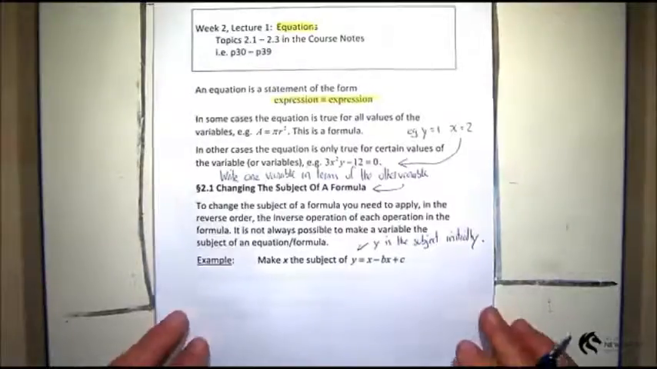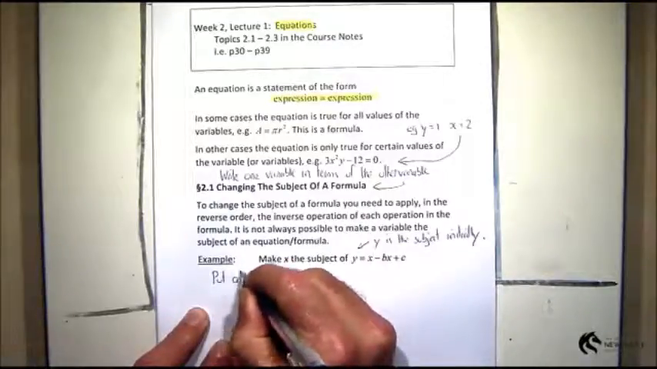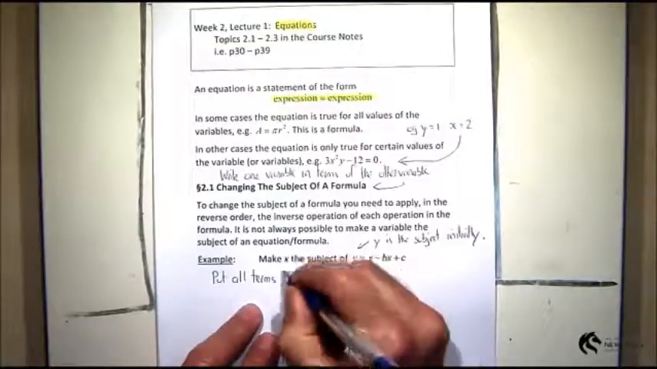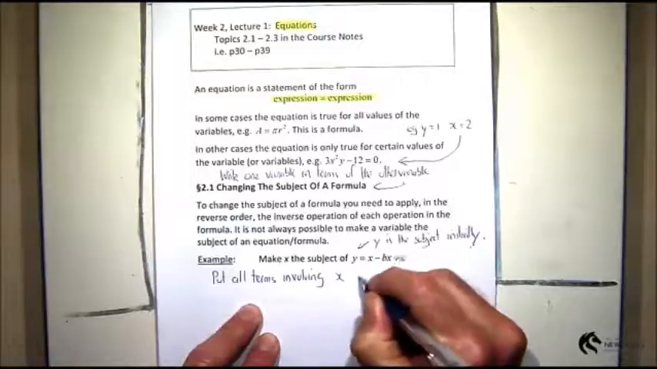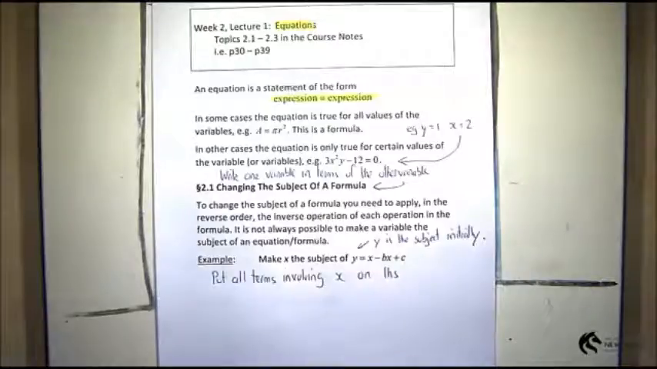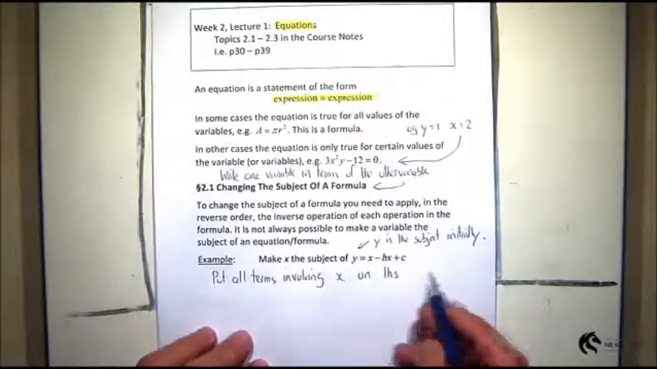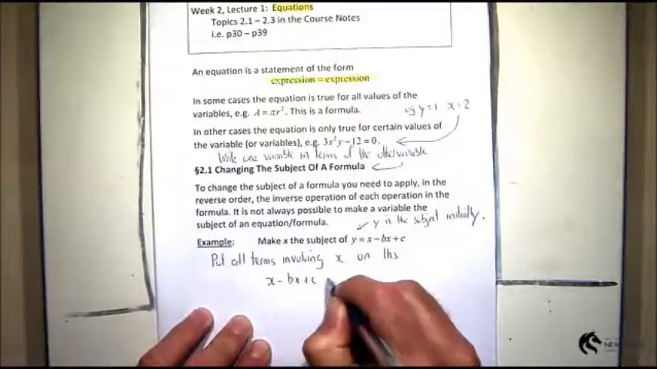So perhaps I might write it like this. To make life easier, put all terms involving x on the left-hand side. That's my aim. That's the first thing I'm going to attempt to do. So in this case, it's fairly easy to start off doing that. I'm just going to swap the left-hand side and the right-hand side. So if y is equal to x minus bx plus c, then x minus bx plus c is equal to y. So I just swapped the sides there.